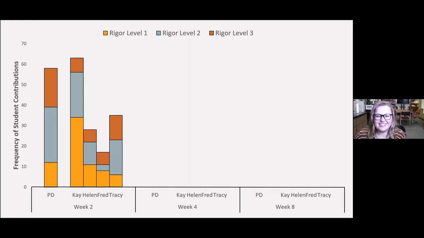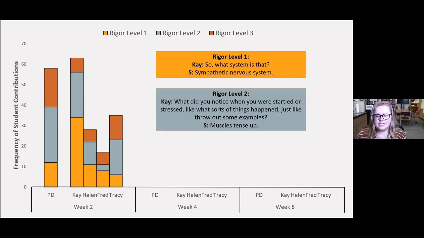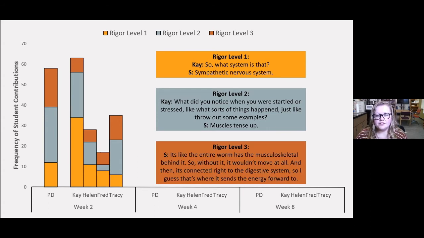But again, before I jump in, I want to give a couple of examples from this lab. And so for rigor level 1, a student responding with the sympathetic nervous system would be an example of a rigor level 1. The student saying that their muscles tensed up as an observation when Kay asked them a question would be a rigor level 2. And then the student providing this explanation, "It's like the entire worm has a musculoskeletal behind it, so without it, it wouldn't move at all. And then it's connected right to the digestive system. So I guess that's where it sends the energy forward to." And that would be a rigor level 3.